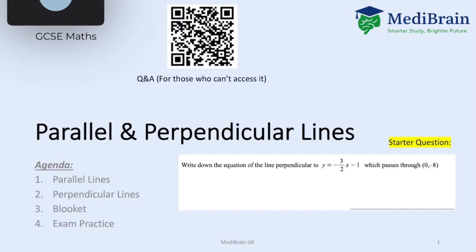So in our first lesson, we looked at working out the length of a line, working out the midpoint of a line. We then moved on to the equation of a line, and then we looked at parallel lines, and now we're going to finish off by looking at perpendicular lines.